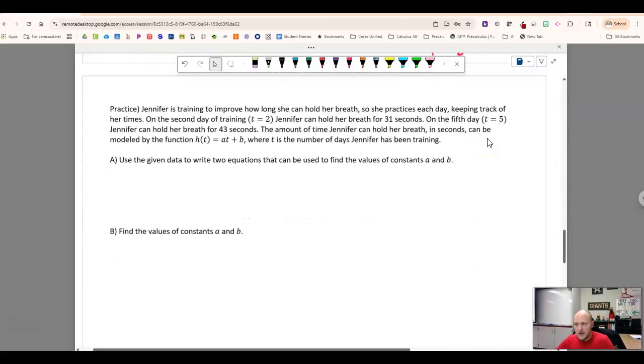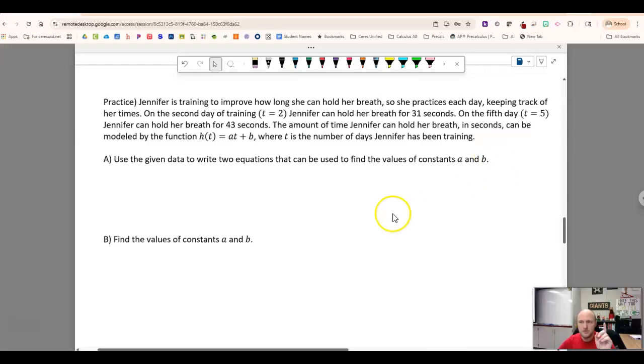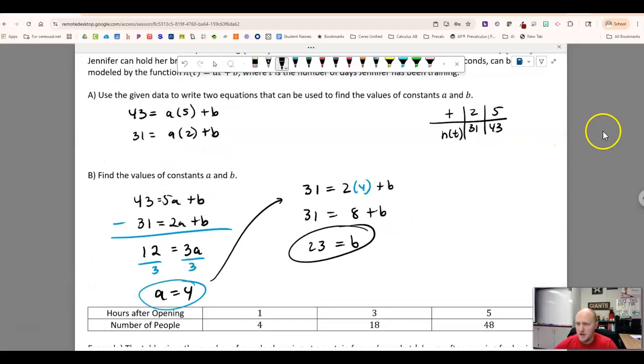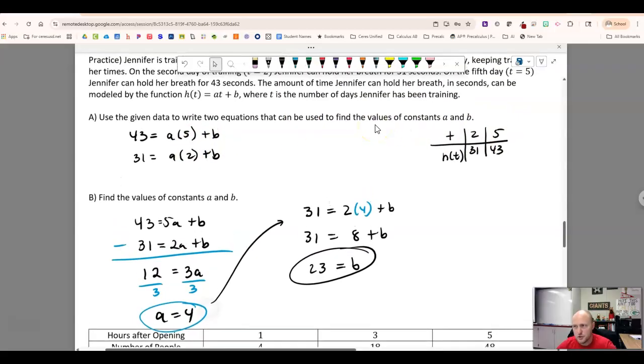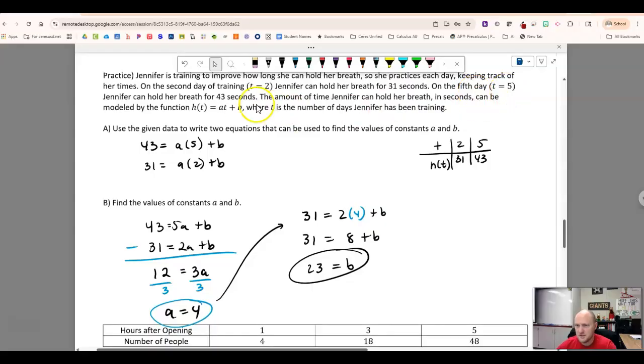All right. Next, practice one. Please go ahead, pause me here, and I want you to solve this equation. All right, here's your two equations based upon the given data. This is Jennifer holding her breath, and her training. On the second day, she can hold her breath for 31 seconds. On the fifth day, she can hold it for 43 seconds. So here's your two equations. Again, you don't have to simplify, but once you do, in order to solve, you get this system.